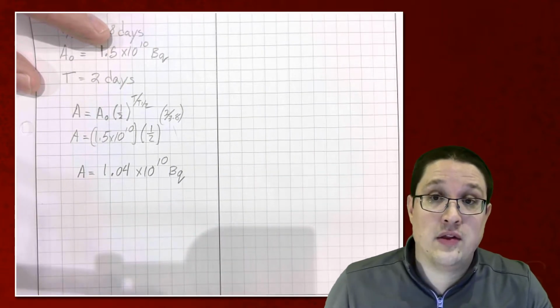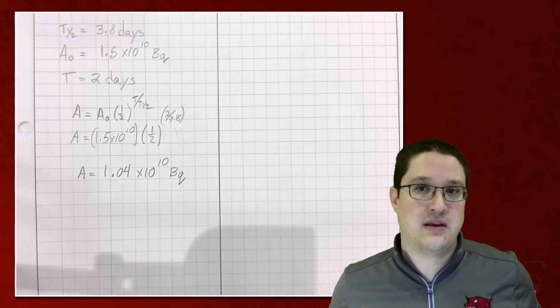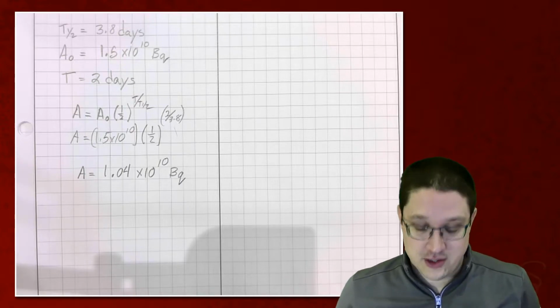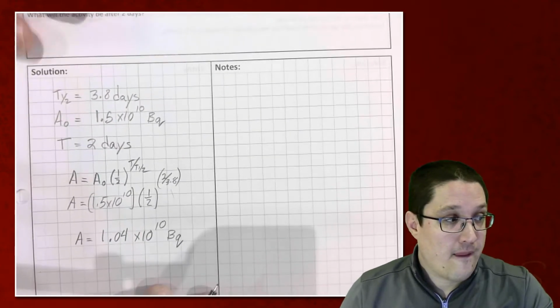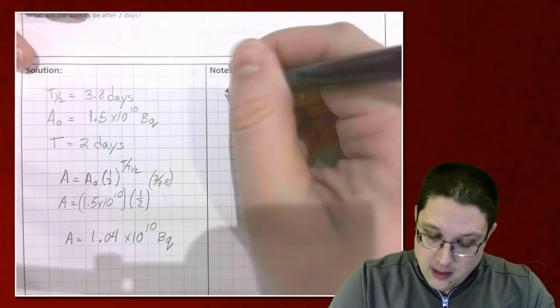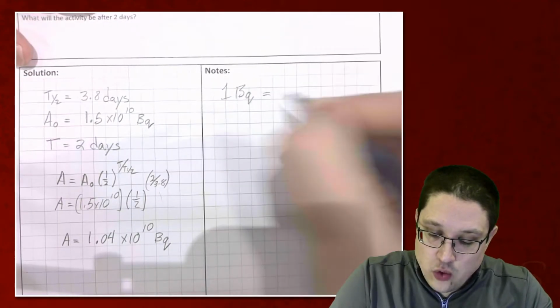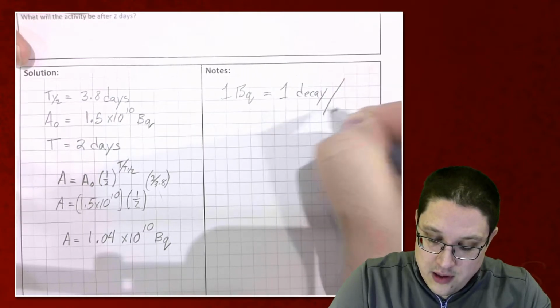I'm not writing all the decimal places here. This is enough decimal places for half-life because we're not looking at something that requires as much precision as our mass or energy calculations do. So here are a couple of things you need to know. When I'm looking at this, 1 becquerel is equal to 1 decay per second.